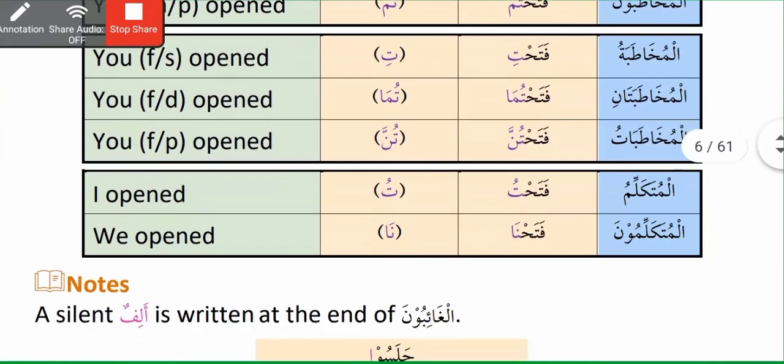And then at the end, ta maftuha is for I opened, right? Wahid mutakallim, and noon alif na is jama mutakallim.